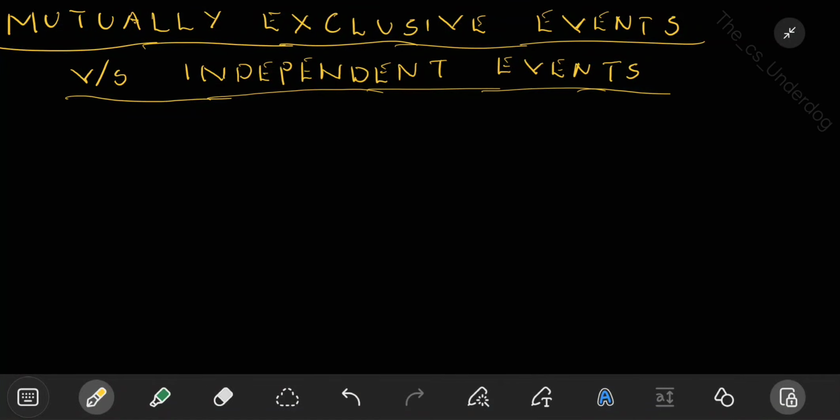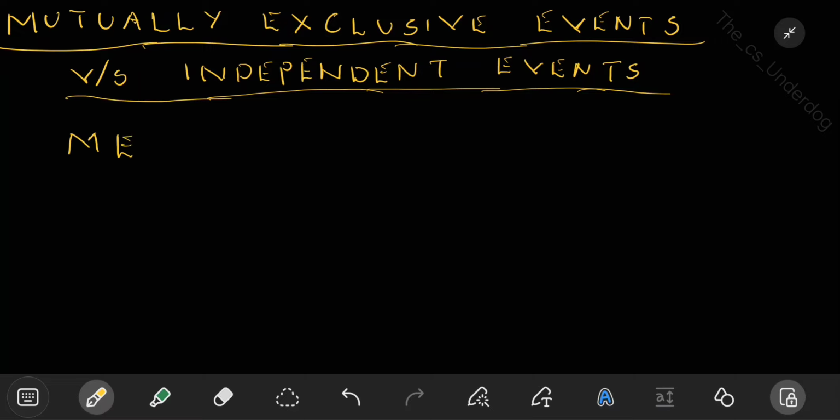Mutually exclusive events versus independent events. So we are taking both these topics together because these are two concepts where students mainly have a confusion and they mix up together. So let us take both these together so that we clearly understand what is mutually exclusive, what is independent, and how these two are different, right?